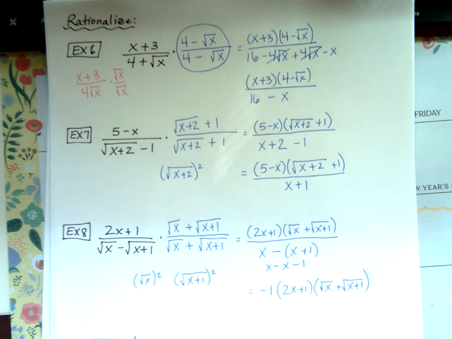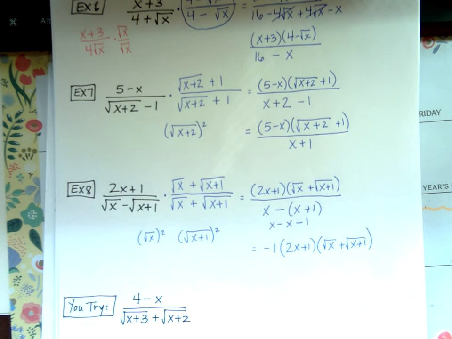All right, ready for the last one? This one is a you try. So you're going to try it. I'm going to try it. We'll see if we match answers in the end. All right, see if you can rationalize that. Get rid of the square roots in the denominator.